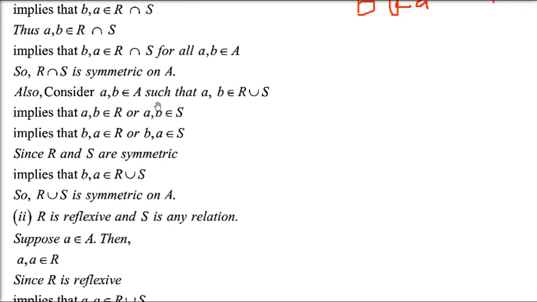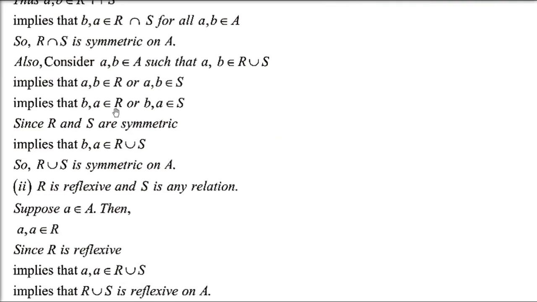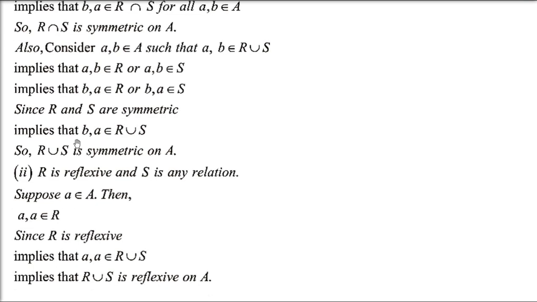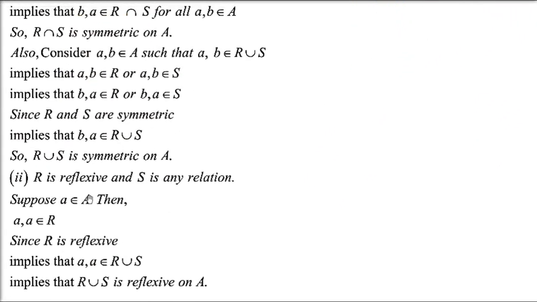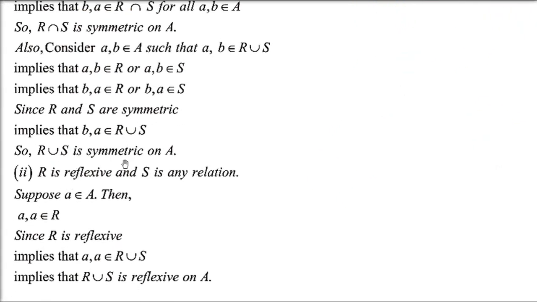Now change the position. AB belongs to R, so BA also belongs to R. Similarly, AB belongs to S, so BA also belongs to S. Since R and S are given in the question as symmetric, when AB belongs to R union S, BA also belongs to R union S. That means R union S is also symmetric.